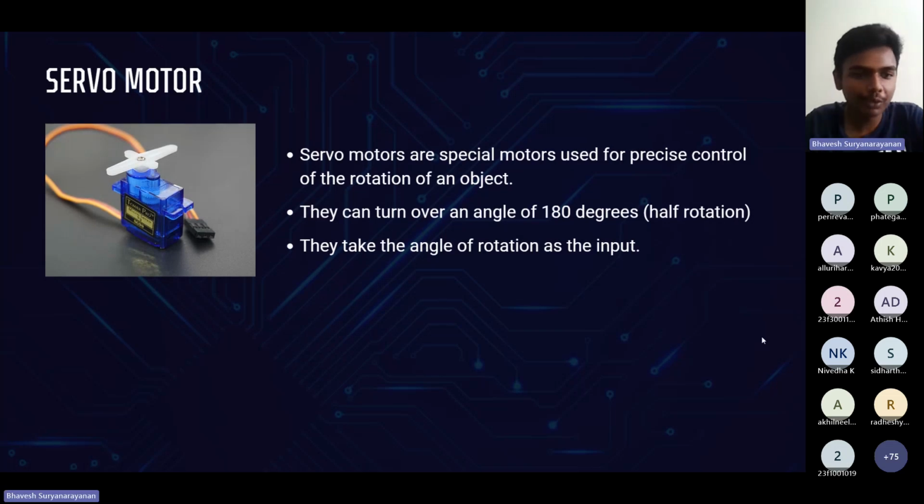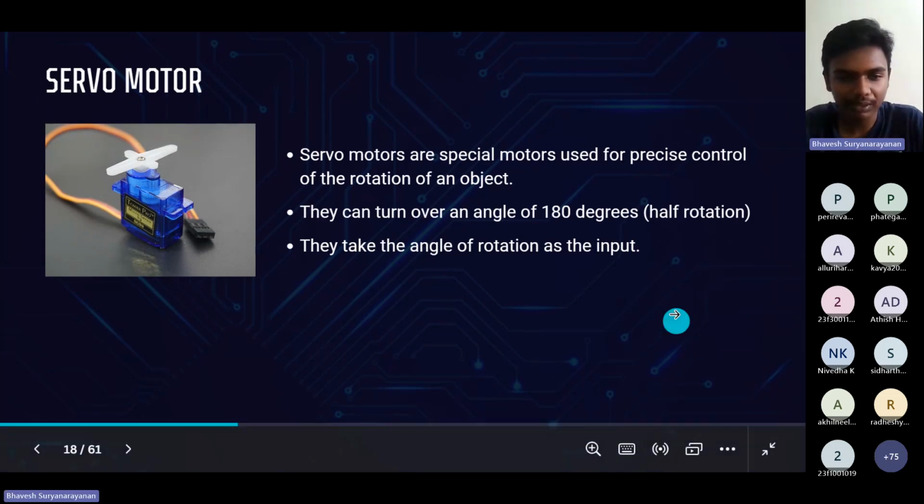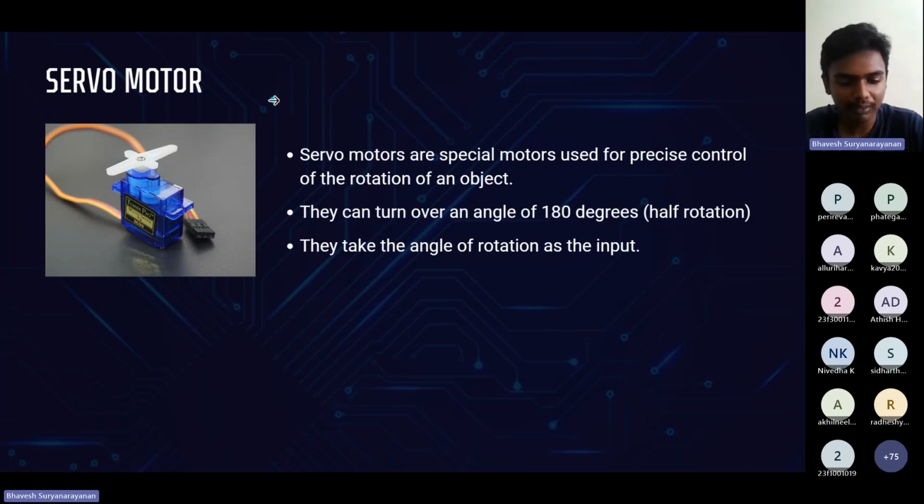The normal motors basically are used for continuous rotation at some particular speed, but this is more used for orienting something. So you can use it for precise control over the rotation of an object, and it can only turn 180 degrees. It can't do 360.